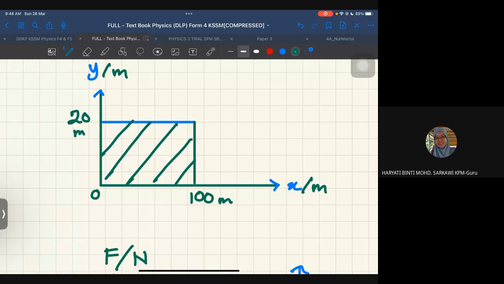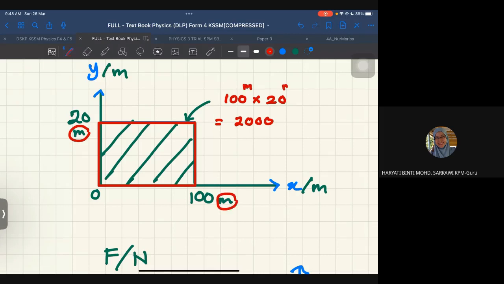$2,000. Okay. So the area under this graph means this rectangle, use your mathematical formula. So 100 times 20. So you get 2000 like that. Okay, and you have unit meter, right? So this is meter times meter, so the unit becomes square meter. Length times length, width times length.